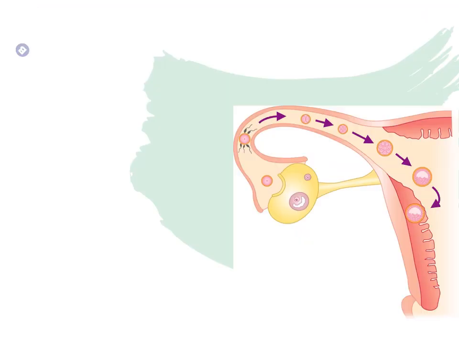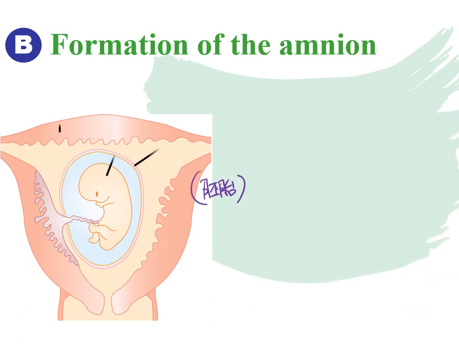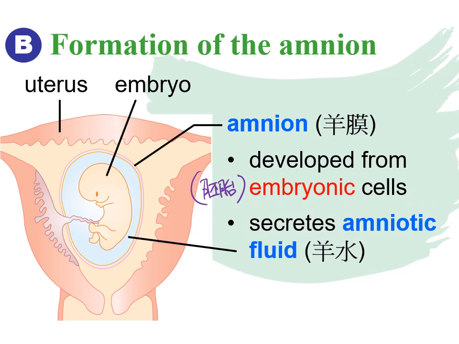Let's start. After successful implantation, 着床啦. The embryo will grow bigger and eventually become a baby. And the baby is actually surrounded by a layer of membrane. We call this amnion, 羊膜, which is developed from the embryonic cell. And this amnion, 羊膜, will also secrete 羊水. In English, we call it the amniotic fluid. And this amniotic fluid is very important for the survival of the embryo and baby inside the mother's uterus.